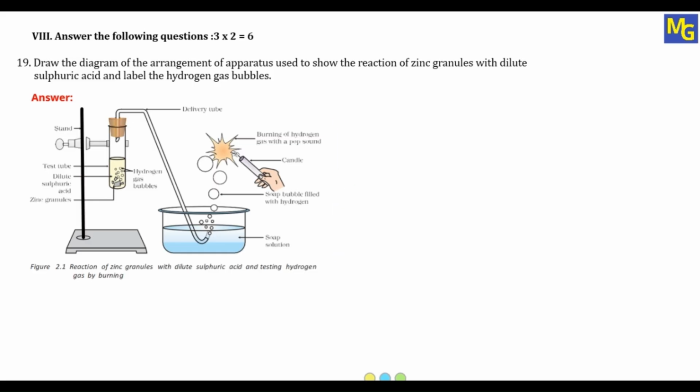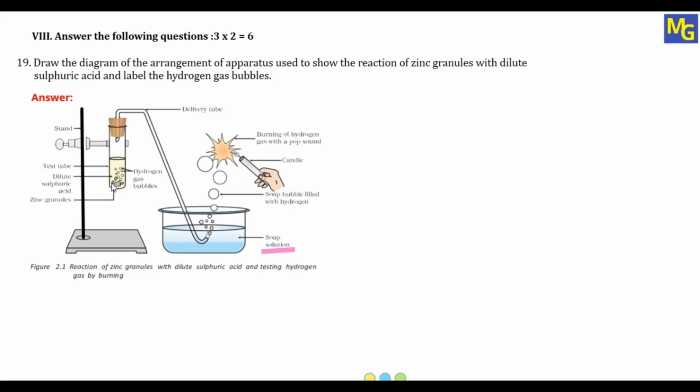Here, you can see the diagram. This is a stand. Then on this stand there is a clamp to which one test tube is fixed. And from this test tube we have a rubber cork with a bent capillary, also called a delivery tube. This delivery tube will enter into the beaker in which there is a soap solution. And here we have taken a candle.